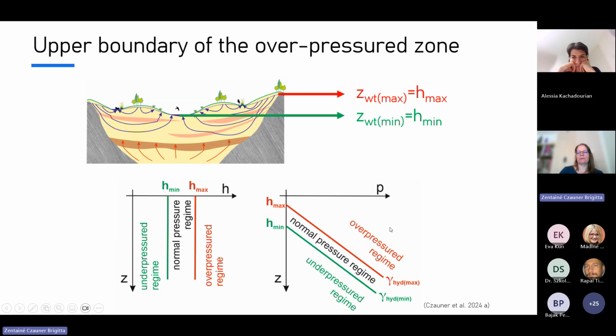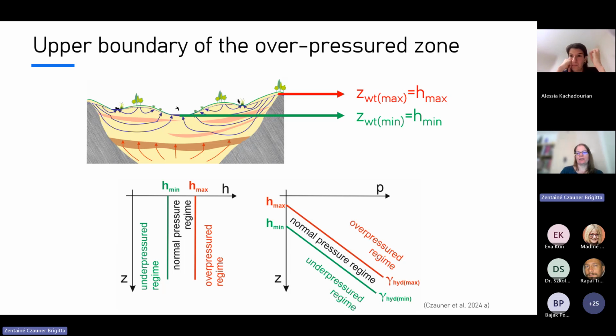In the same way, we can draw these two boundary lines on a pressure versus elevation profile. Here, the starting points of the boundary lines will again be the maximum and minimum hydraulic heads, or rather water table elevations, while the gradient of the two lines is the same, namely the hydrostatic vertical pressure gradient, which is typical for the given system.